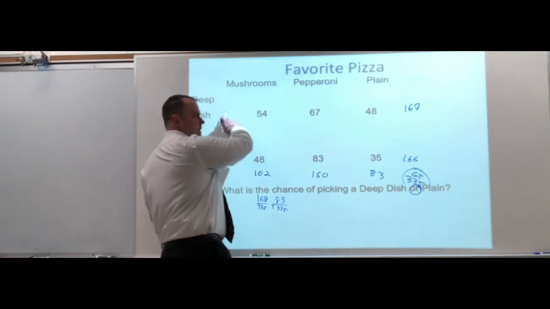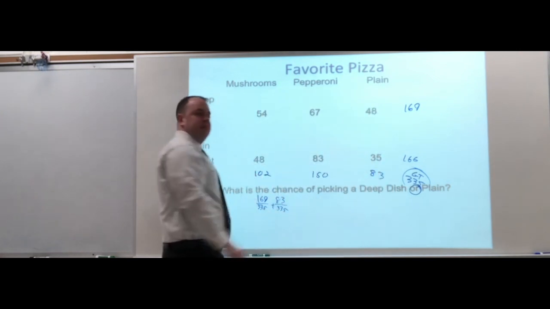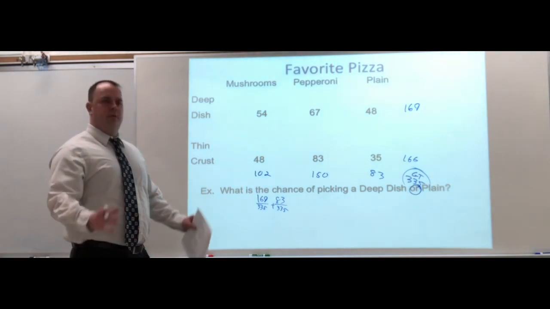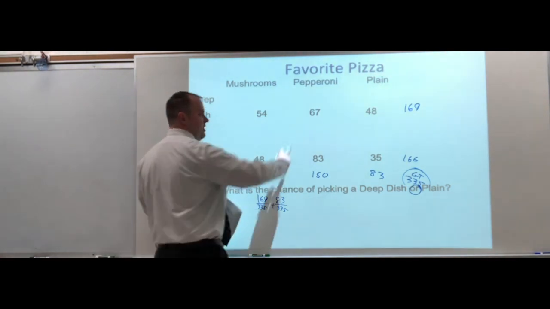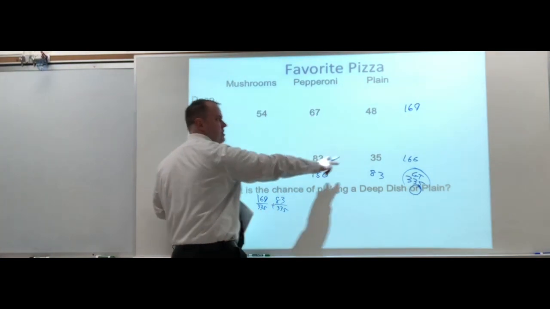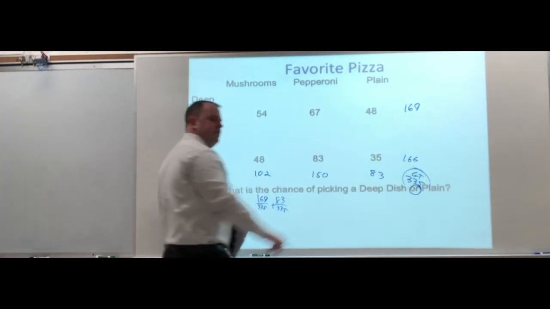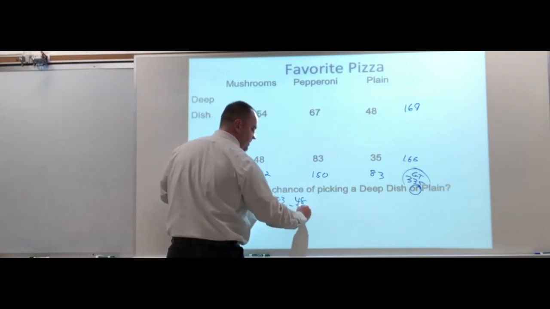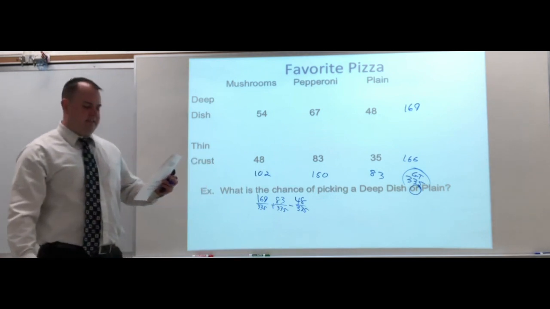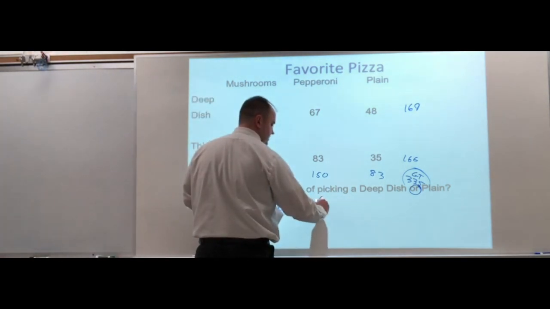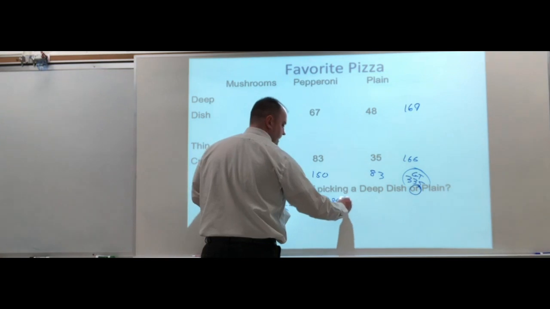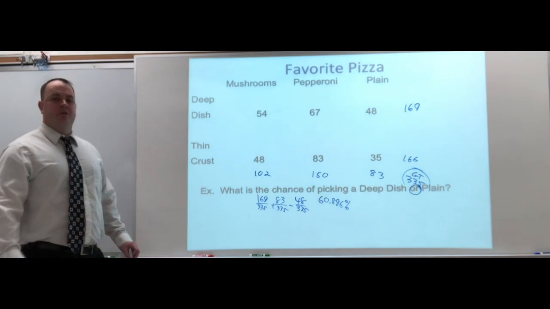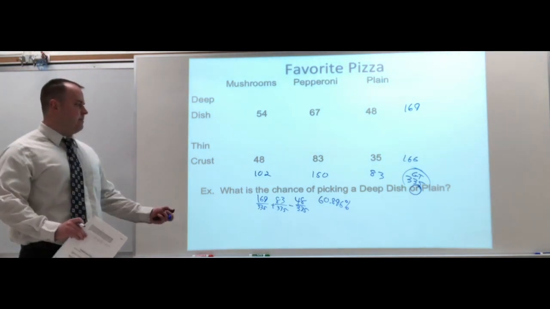And also look, deep dish is going across, plain is going across. They intersect, and they intersect at that 48. That's how many times those two events can happen at the same time. So that 48 is being added once with the deep dish, it's being added once with the plain. So we have to take it away one time to balance everything out. 48 over 335, and that should give you 60.896%. So that was considered not mutually exclusive events, events that can happen together.